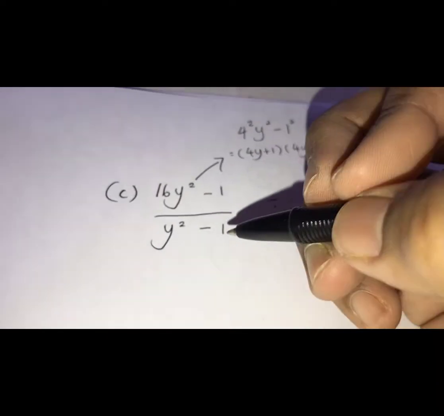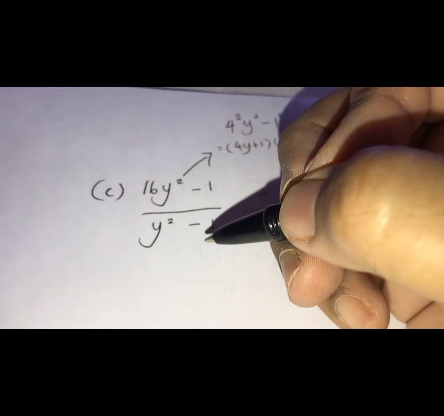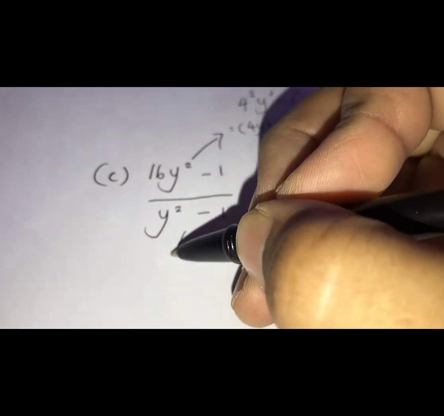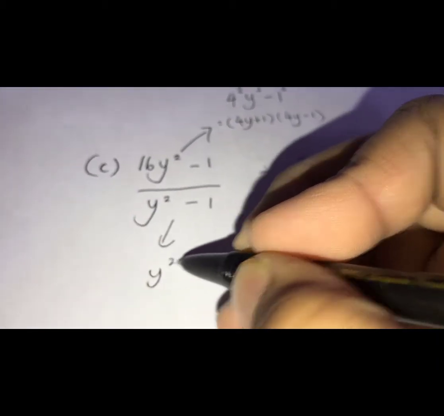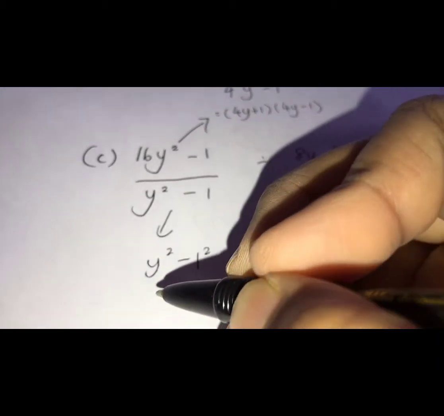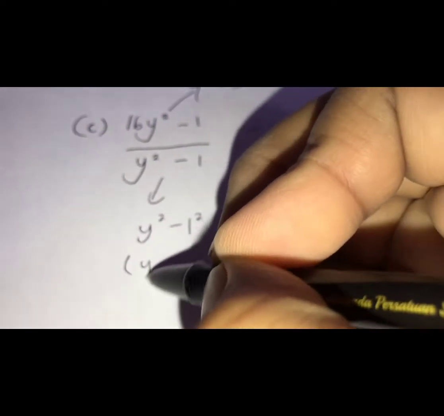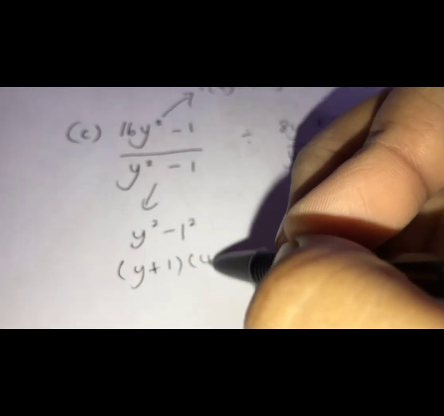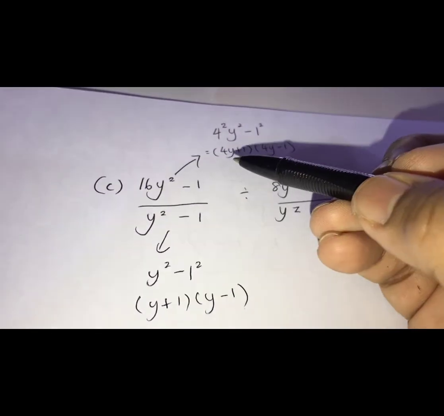And then how about y square minus 1? This one is also a perfect square method. y square minus 1 square, so to factorize this becomes (y plus 1)(y minus 1). So this one you finish factorizing.